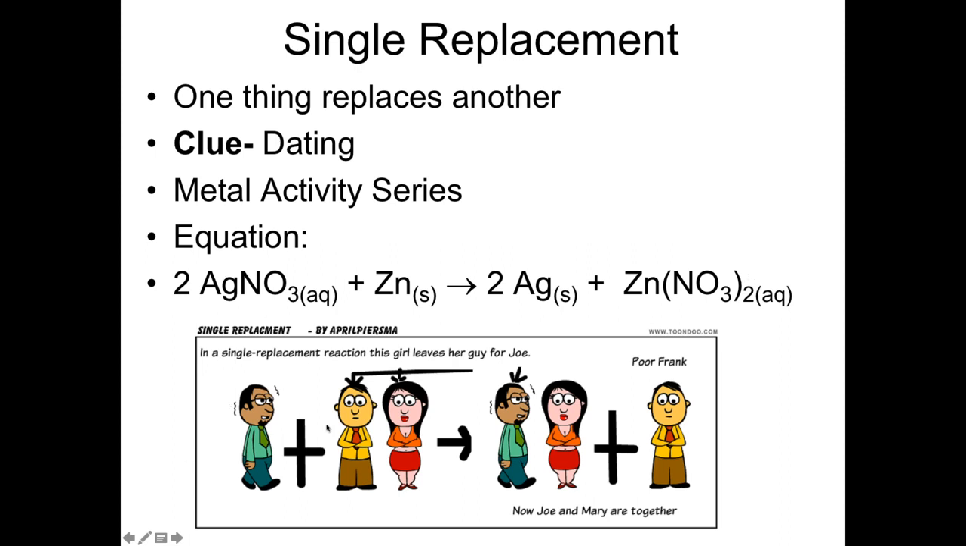So for instance, in this one, you basically have this girl here is with this guy, Frank, and then Joe comes along, and she's more into Joe than Frank. So she kicks Frank to the curb, and now she's with Joe. So we'll do examples of these. You'll always have access to the metal activity series. You want to memorize it. But essentially, this will help you do these single replacement reactions.